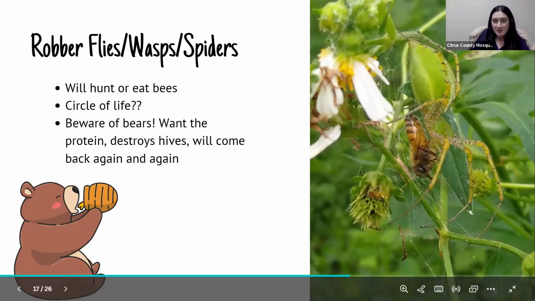Bears, though, they will want the protein and the larvae and the developing brood, and they will actually destroy hives, and they'll come back again and again if they find a food source. So if you know you have bears in your area and that's an issue, you might want to install some sort of bear fencing, because once they find your hives, even bear fencing won't really keep them away. So preventing the bears is a huge one if you have them in your area.